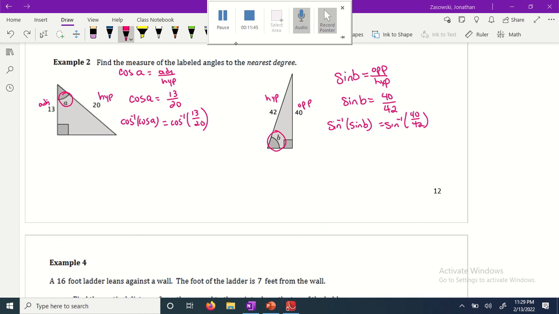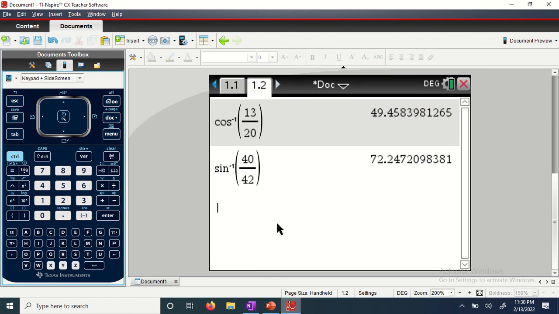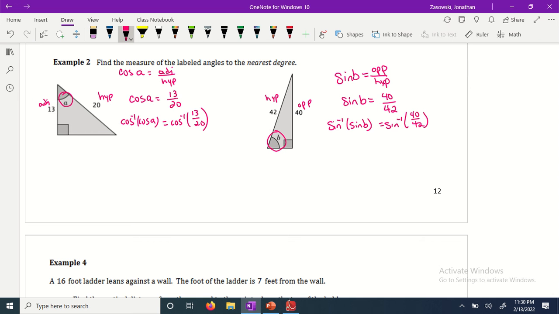Okay, so for example 2, the first one here, we have our angle A. We also have adjacent 13 and hypotenuse 20, so we're going to choose cosine here, and then we're going to go ahead and plug in. So the cosine of A equals 13 over 20. We're going to take the cosine inverse of both sides, so doing the cosine to the -1, and then we can use our calculator to get that answer, which is 49 to the nearest degree, because the next digit is a 4. So A would equal 49 degrees.